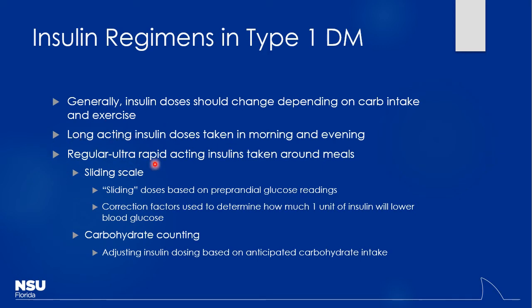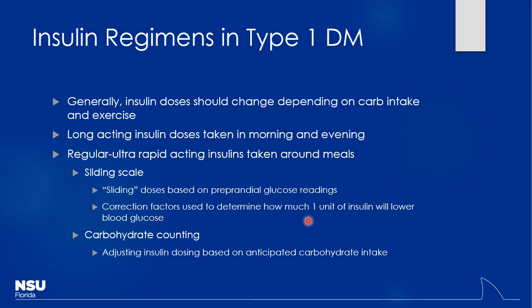And as I mentioned, we have the sliding scale. This is going to be sliding based on the preprandial glucose reading, so you'll give yourself a certain dose depending on what that level is at that time. And then we'll talk about correction factors and how we'll figure out how much glucose you'd expect to see change based off of 1 unit of insulin being administered, right?